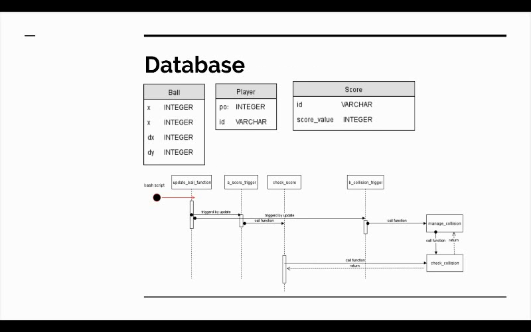The database consists of three tables, as you can see. They do not have any primary keys, so the values are independent from each other. There's no reference or any of that kind of relations between them.